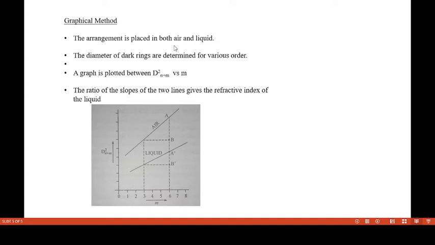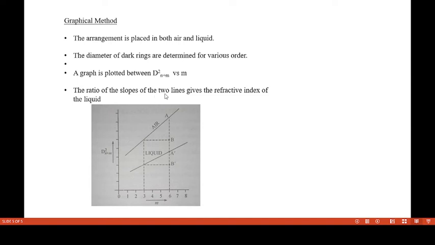The Newton's rings arrangement, that is the glass plate and plano-convex lens, is placed in both air and liquid. And the diameter of dark rings are determined for various orders in both cases, that is for air film and liquid film. The graph is plotted between dn plus m square versus m, where m is the order of the dark ring.